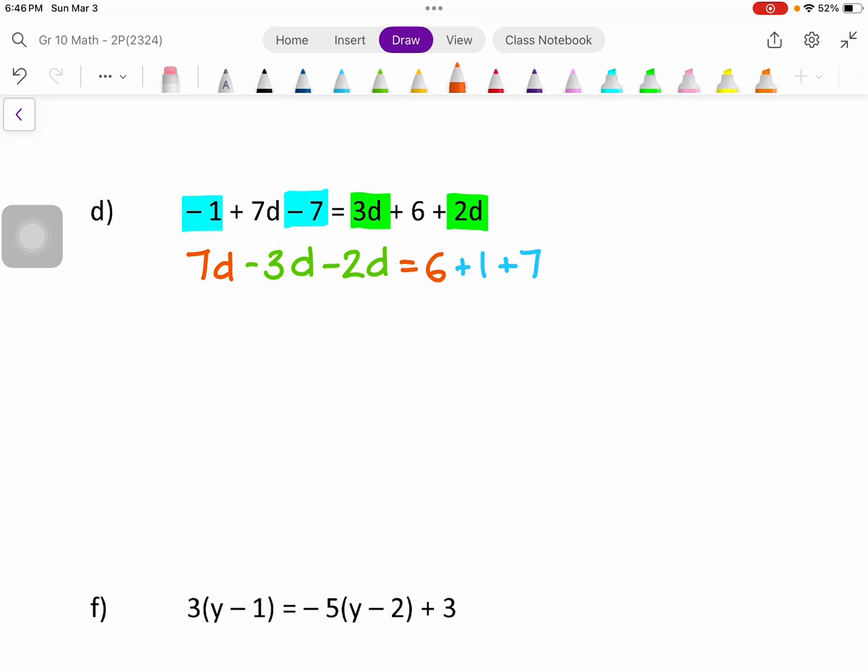Let's simplify. 7d subtract 3d is 4d. 4d subtract 2d is 2d. 6 plus 1 is 7. 7 plus 7, 14. So 2d equals 14, and our last step will be to divide by 2. 2d divided by 2 is equal to d, or 1d, and 14 divided by 2 is equal to 7.